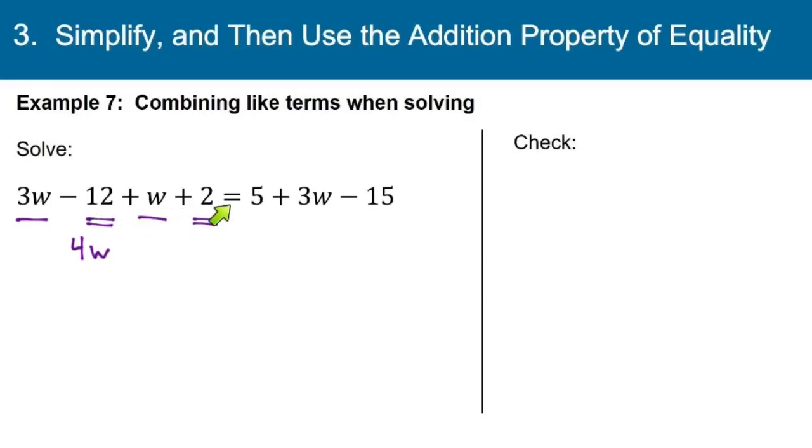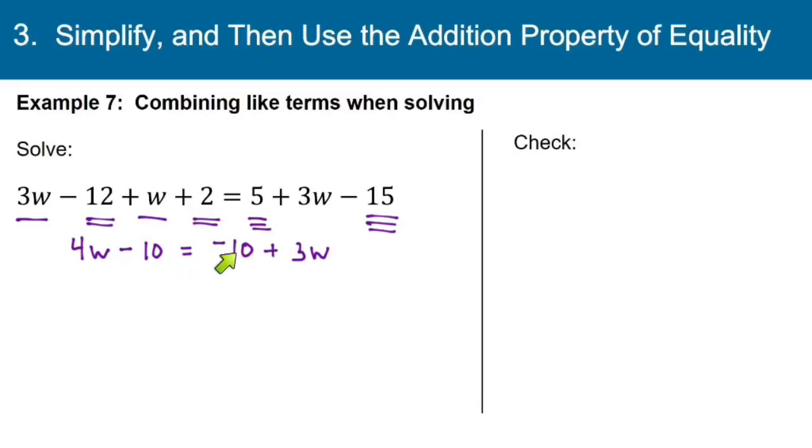Together, those add up to negative 10. So you could either write plus negative 10 or you could just write minus 10. On the right side, we have 5 and minus 15. So 5 plus negative 15 is going to add up to negative 10. And then don't forget we also have our 3w. So now this is the simplified equation we want to solve.